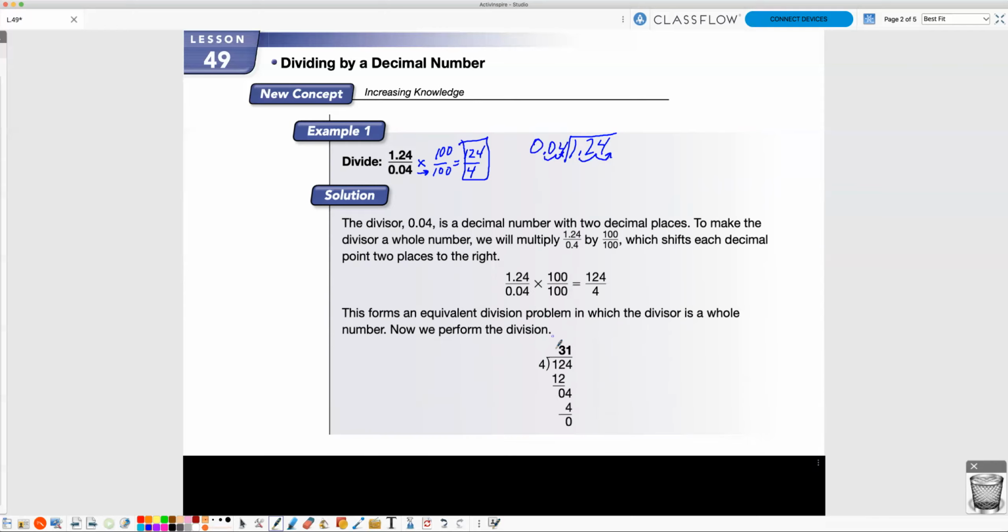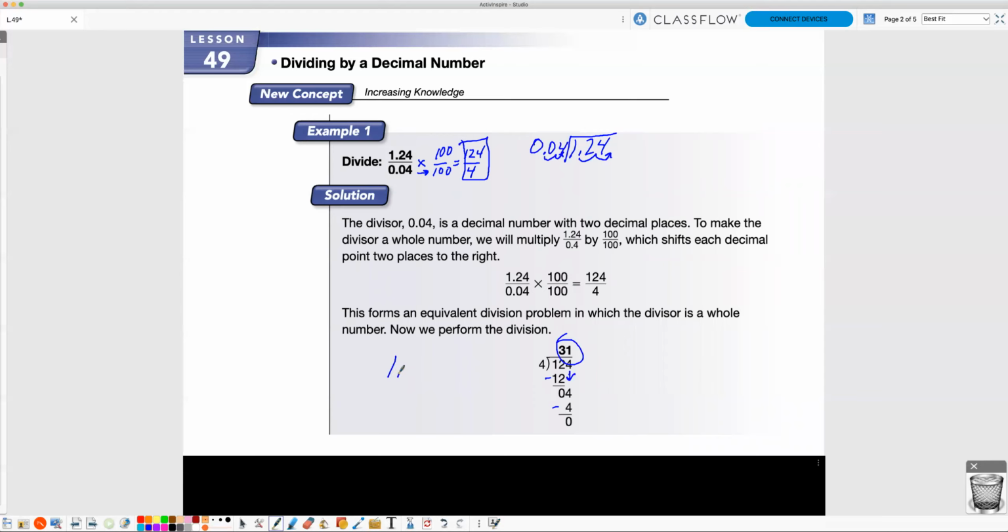So then you have 12 divided by 4 is 3. 3 times 4 is 12. Subtract that, you'd have 0. Bring down the next number. 4 divided by 4 is 1. 1 times 4 is 4. Subtract that, you have nothing left over. 31 would be the answer. And what is the answer? What was the problem again?